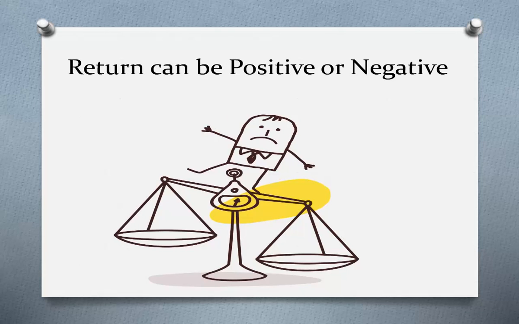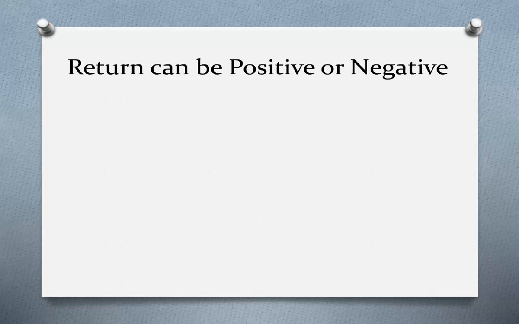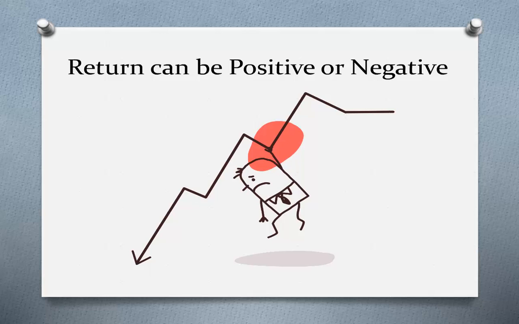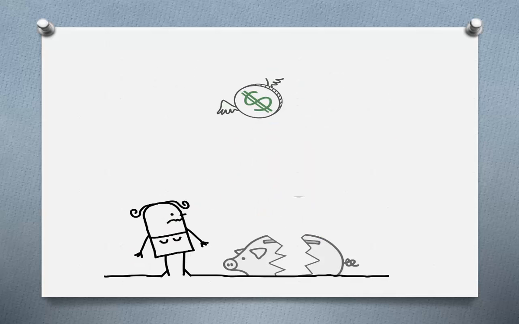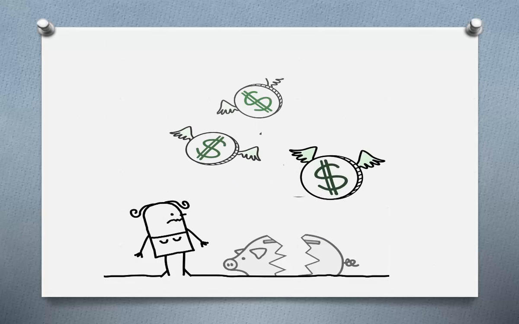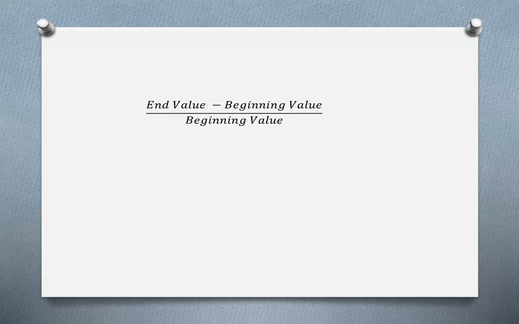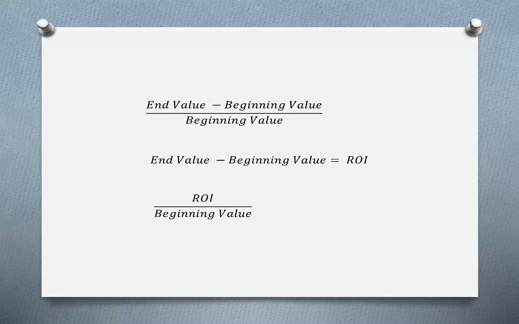Returns can be positive or negative. Positive return means a profit, whereas negative return implies a loss. When investments with different outflows are compared, one has to compare the amount of return relative to the initial investment or the starting value. Therefore, absolute rate of return may be computed as end value less beginning value divided by beginning value. End value less beginning value is the return on investment.